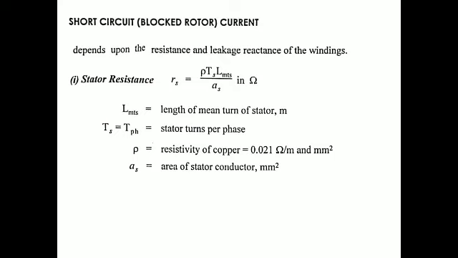Let's go. For the first one, to determine the current value, we need to refer to the resistance data. So first in the slide, the first resistance is nothing but the stator one. Stator resistance is noted as R suffix S. Then the equation is rho TS LMTS divided by AS in ohms. Everyone knows this. Rho is the resistivity. TS is the turns per phase of the stator. LMTS is the length of the mean turn of the stator. A is the area of the stator conductor in mm squared. So this is the general equation to determine the stator resistance.